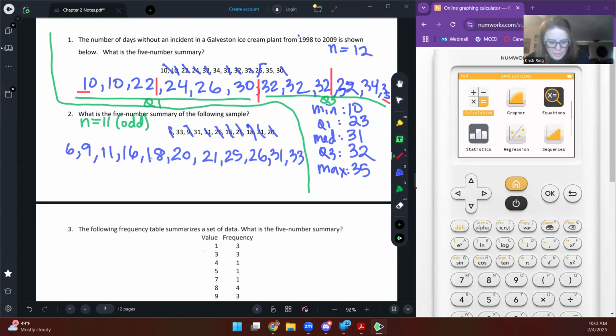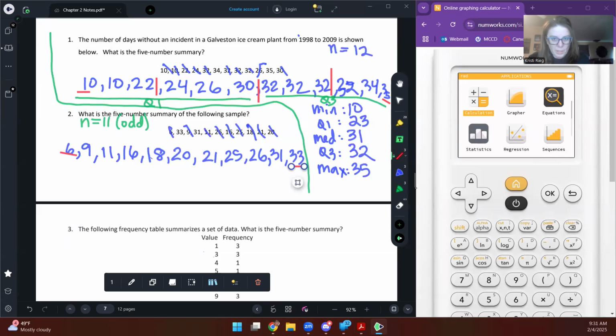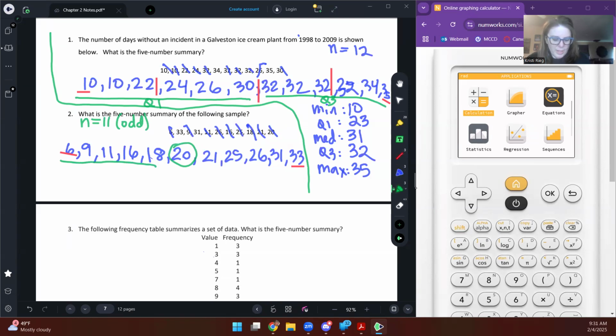Okay, so for starters, we have our minimum and our maximum. Our median is going to be right in that sixth number, 1, 2, 3, 4, 5, 6. This way I have 5 numbers on this side and 5 numbers on that side. So far, the minimum is 6, the median is 20, and the maximum is 33.